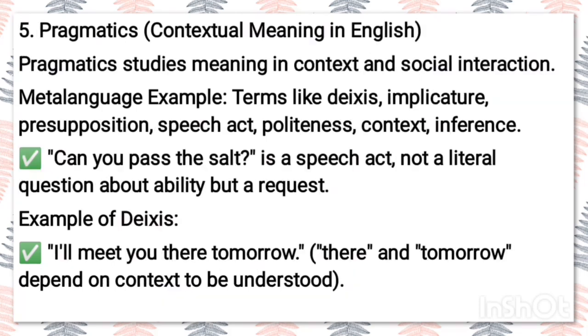Next one is pragmatics, which studies how context influences meaning in language and how speakers use language in social interaction. Metalanguage examples are deixis, implicature, presuppositions, and speech acts, common terms. Pragmatics, for instance, deixis refers to words whose meanings depend on context, like "there" and "tomorrow" in the sentence "I will meet you there tomorrow," which depend on context for full understanding.